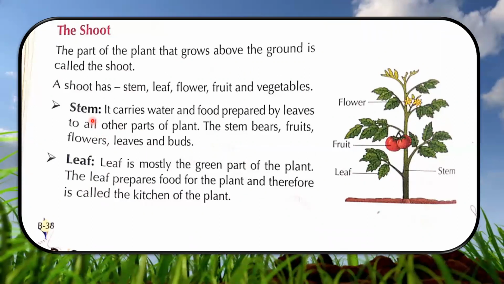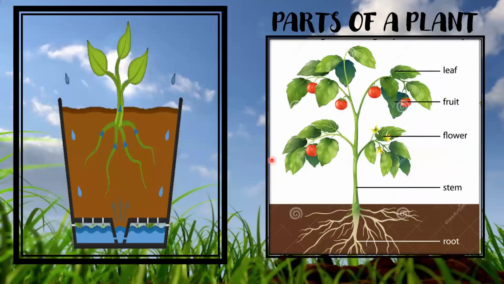Number 1, stem. It carries water and food prepared by the leaves to all parts of the plant. The stem bears fruits, flowers, leaves, and buds. Now you can see here, the roots absorb the water and the minerals from the soil.